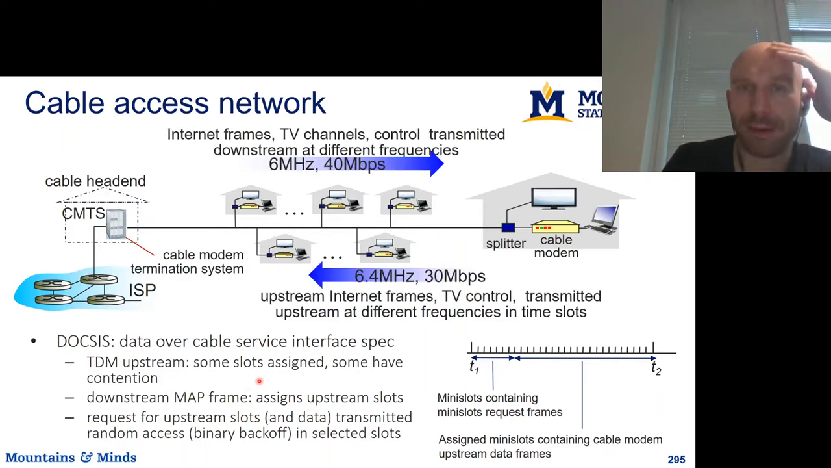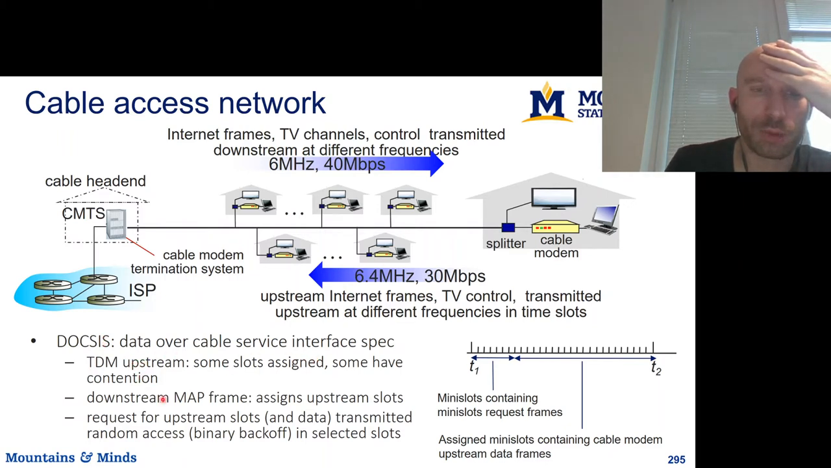Okay. The interesting thing about this network is that you have a division based on frequency. So you have 6 megahertz here, 6.4 megahertz here, for the downstream traffic versus the upstream traffic. So we have frequency division for the different directions of the flows. In the down direction, you would have internet frames, TV channels, and control. And upstream, you would have also internet frames and TV control, and then they would be transmitted in different time slots. There are certain control signals you can send, for example, to order a TV show or something like that, or a special event.